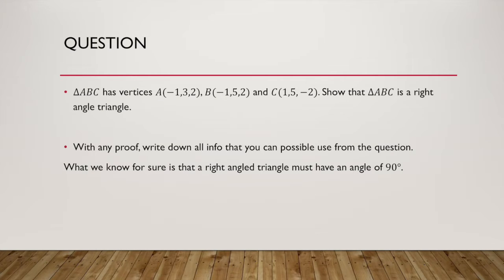So the question at hand now is that triangle ABC has vertices A(-1, 3, 2), B(-1, 5, 2), and C(1, 5, -2). And you are asked to show that triangle ABC is a right angle triangle. So with any proof, the first thing you do is write down all possible information from the question. So we have the vertices of our triangle, as well as we have to show that ABC is right angled. So right angle means 90 degrees. So somehow in our proof, we have to get 90 degrees coming out as our solution.